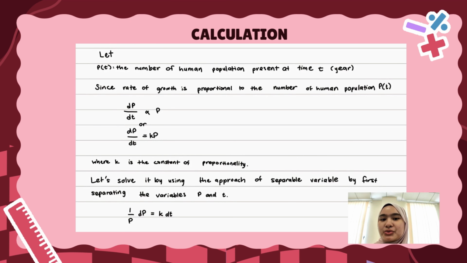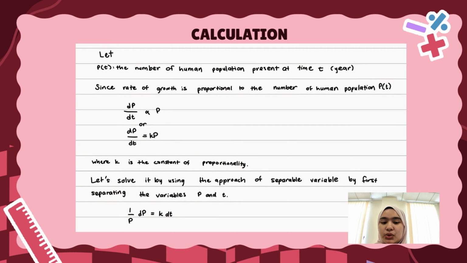So now we are going to walk through how we model human population growth using calculus. Let's start by defining our variables. We use P(t) to represent the number of people at any given year. Based on the data we collected, the more people there are, the faster the population grows. In maths, dP/dt is proportional to the population P. Now, we need to change this relationship to a differential equation by adding a constant of proportionality, which is k.